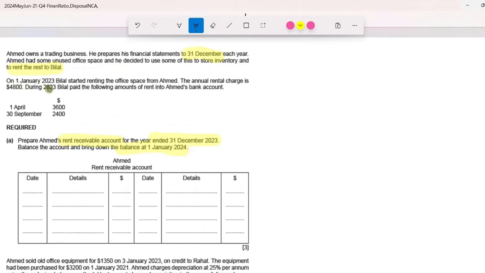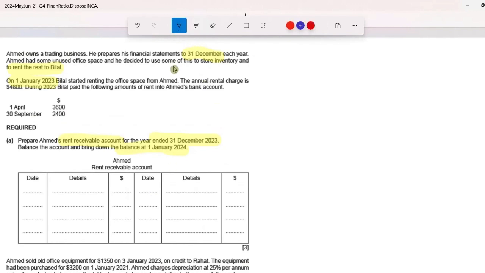On 1st January 2023, Bilal started renting the office space from Ahmad. So the rental starts on 1st January. The annual rental charge is 4,800. During 2023, Bilal paid the following amounts of rent into Ahmad's bank account. So we are recording for Ahmad. When Ahmad received this payment from Bilal, Ahmad's bank account will be debited, right? Whereas the rent receivable account will be credited.